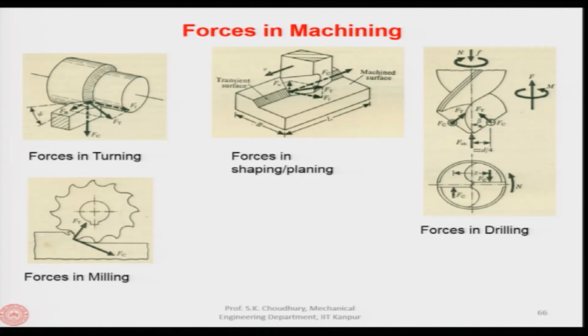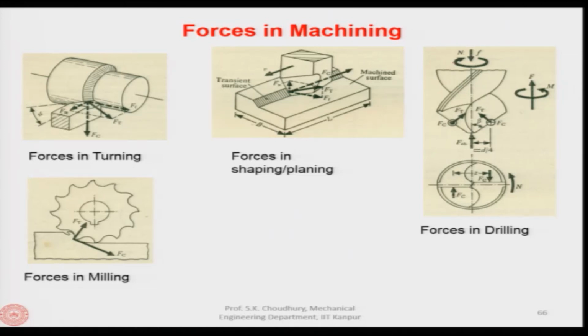For example, for turning, the forces are, as we said, the radial force, thrust force, feed force and the cutting force, although the thrust force is the summation of the feed force and the radial force. Now, in case of shaping, it is once again repeated, that is the Fc is here, Fn, Ft and Fr.